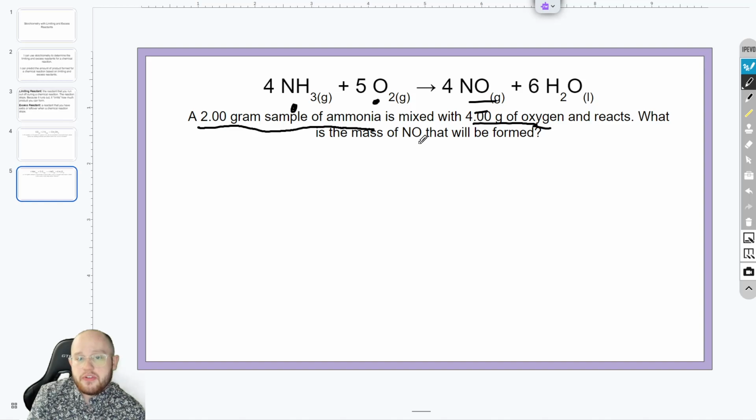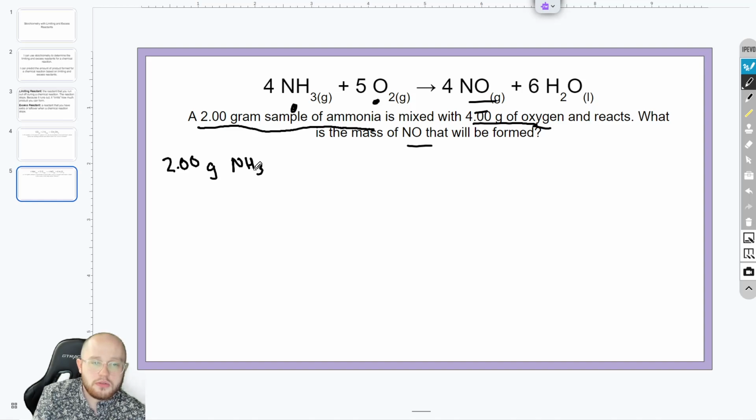It asks for the mass of nitrogen monoxide that's going to be formed. I cannot determine that without knowing which is limiting and which is excess. So that's the first thing I'm going to do, figure out whether ammonia or oxygen is limiting, and the other one is going to be excess. Again, I'm going to do that by taking the amounts of each, 2.00 grams of ammonia and 4.00 grams of oxygen gas, which is O2, and converting each of them to a product.